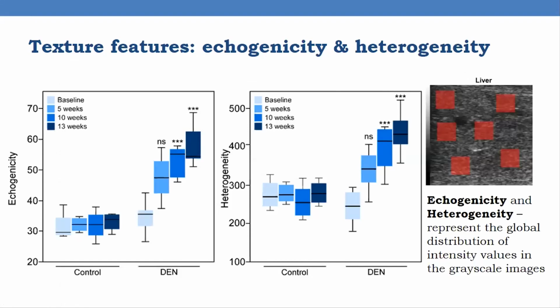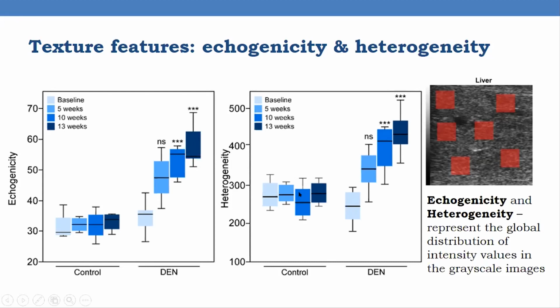So when we quantified this data, we found that the echogenicity and heterogeneity of the liver tissue starts increasing. Any increase in these numbers means there is an increase in coarseness and non-uniformity in the liver tissue. Echogenicity, you can see here, increases from baseline to 13 weeks. And heterogeneity also increases, which reaches statistical significance at 10 and 13 weeks, as compared to control groups where there is no change so far in both of these parameters.